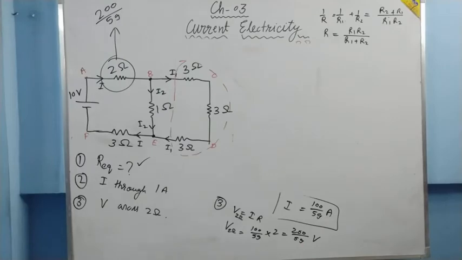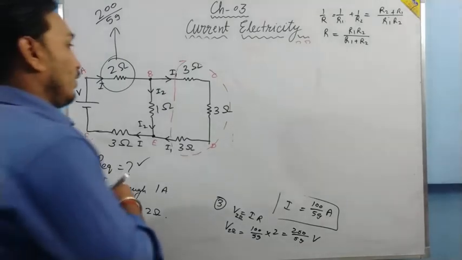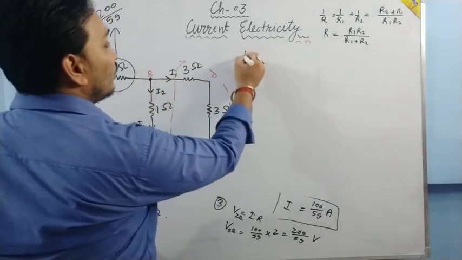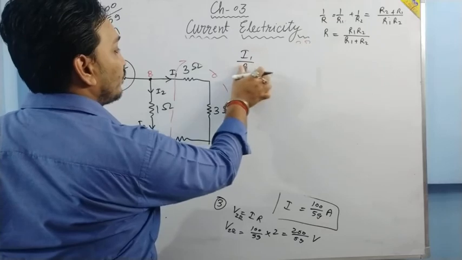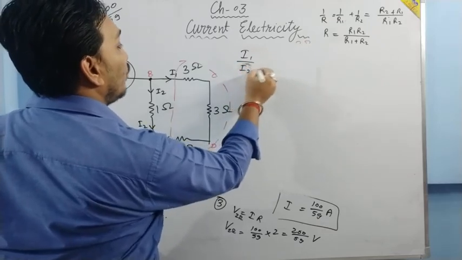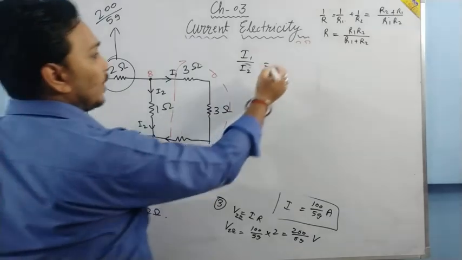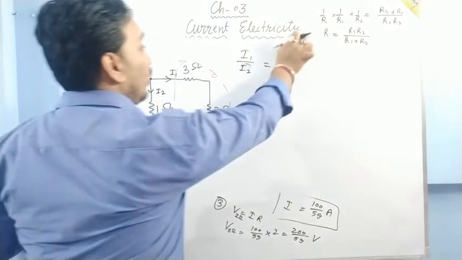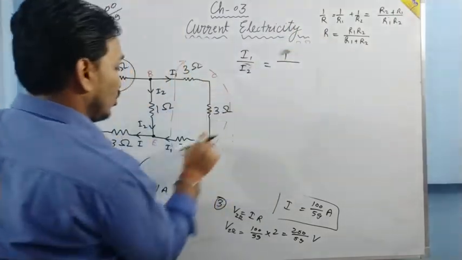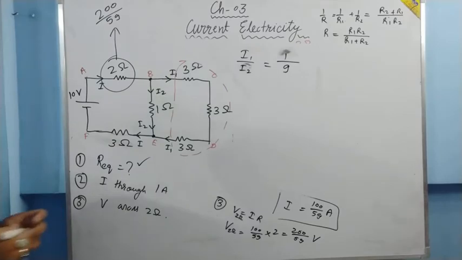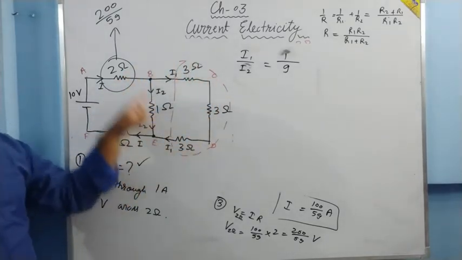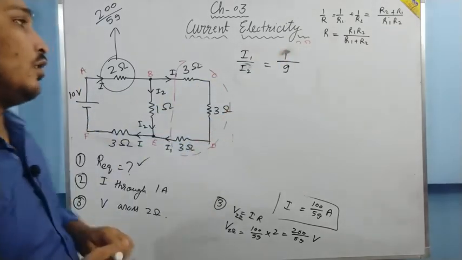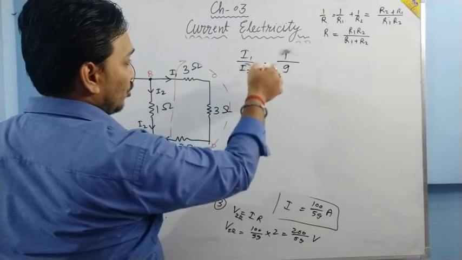Now, one simplified circuit I have made of this. These three have 9 and this is a 1 ohm. If this is I1 and this is I2, the ratio of I1 and I2 will be the inverse ratio of resistances. I1 is this, I2 is this, so the resistance of this will be in the numerator and the resistance of this will be in the denominator. Just see, I1 for these three and I2 for this. So it is in the inverse ratio for the current. So 1 upon 9, this is the ratio of current.